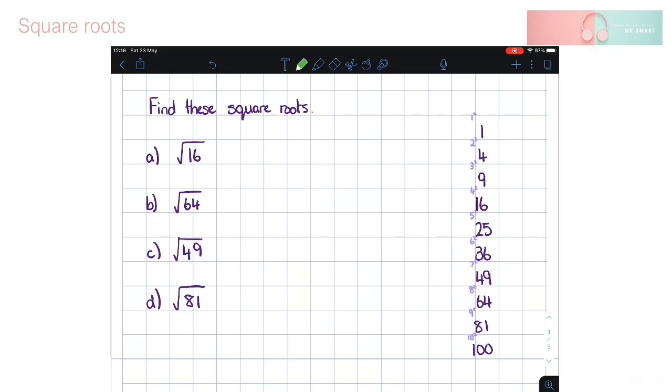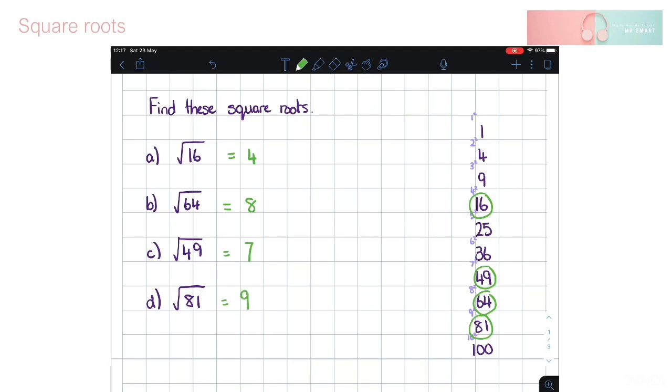So the square root of 16, then, because 16 is the 4th square number, we can say the square root of 16 is 4. The square root of 64, 64 is the 8th square number, so the square root of that is 8. The square root of 49, well, 49 is the 7th square number, so the square root of that is 7. And 81 is the 9th square number, so the square root of 81 is 9.